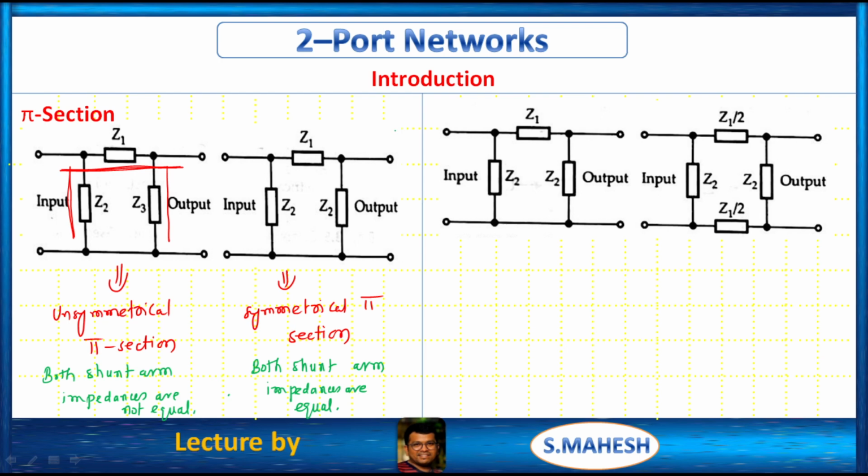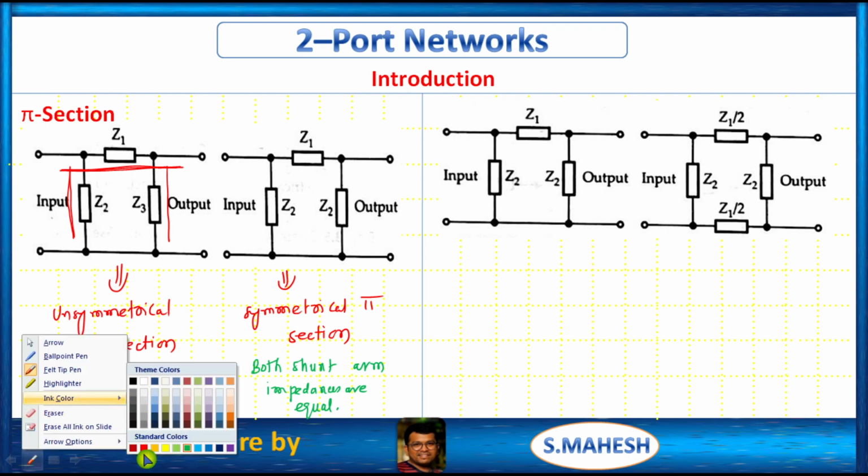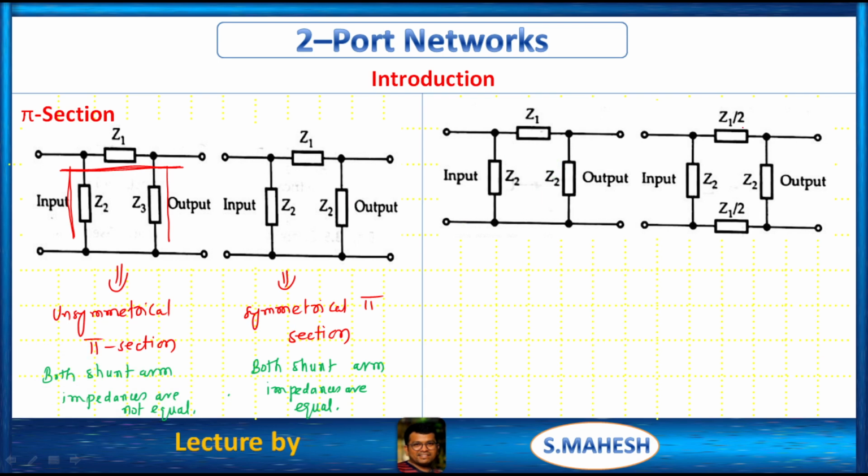Coming to this, what is it? The upper arm is Z1, Z2, Z2. This is Z1 by 2, Z1 by 2, Z2, Z2. This is a symmetrical, unbalanced pi section, right? Why is it unbalanced? Because we don't have any lower arm impedance.